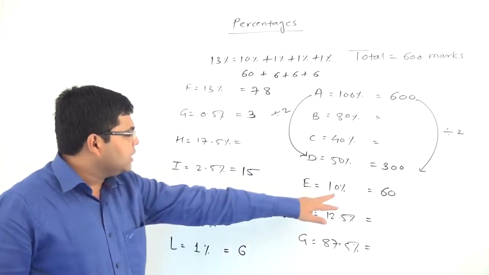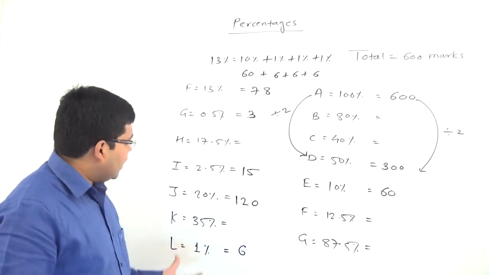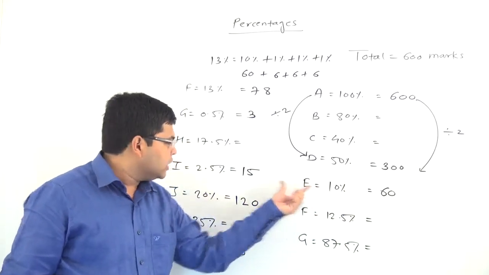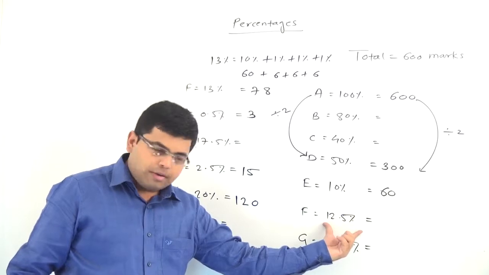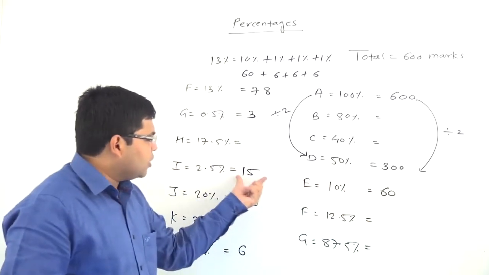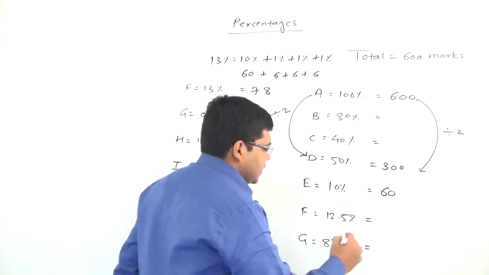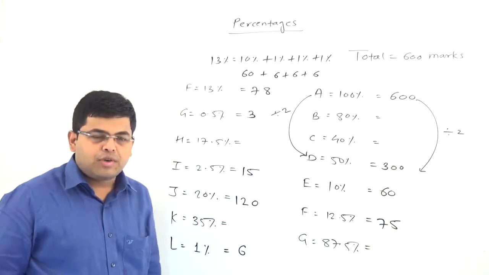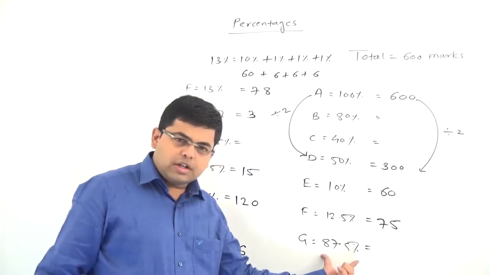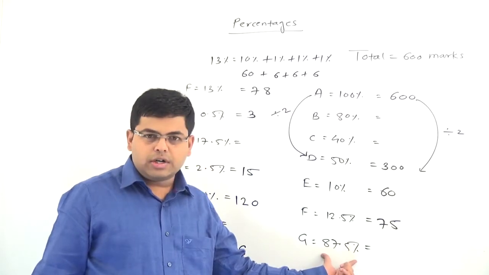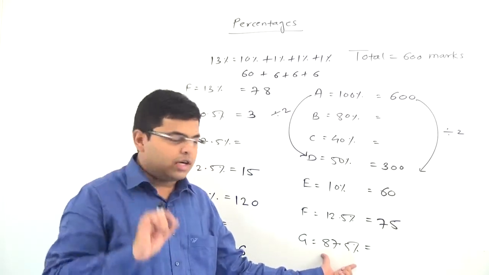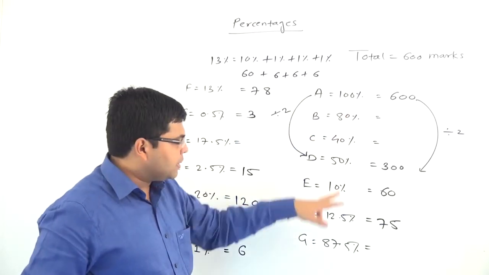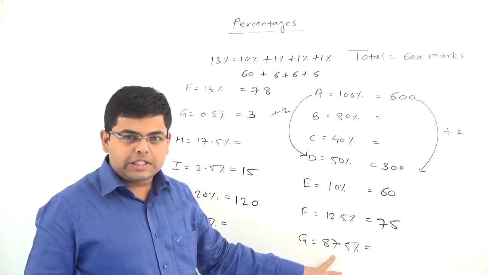Similarly, by adding 10% and 2.5%, we can calculate the value of 12.5%. So 10% plus 2.5% is 12.5%. Similarly, 60 plus 15 will come out to be equal to 75. So value of 12.5% will come out to be equal to 75. Now, if you want to calculate the value of 87.5%, how can that be calculated? We will apply a slightly different approach here. See, what is 87.5%? Take 100% and subtract 12.5%, you will get 87.5%.